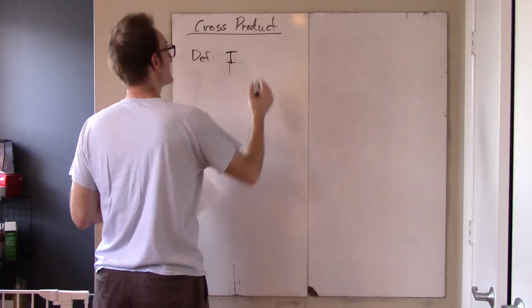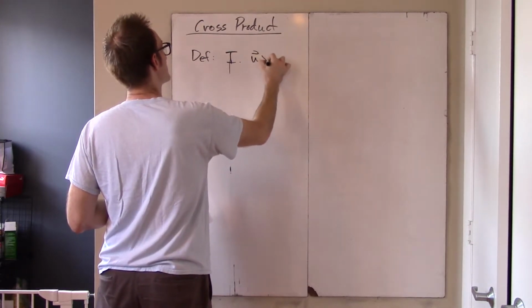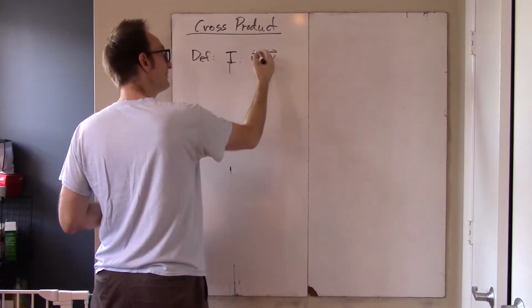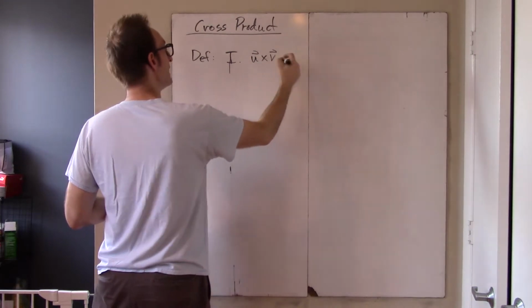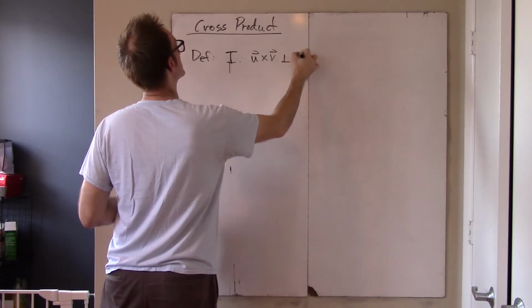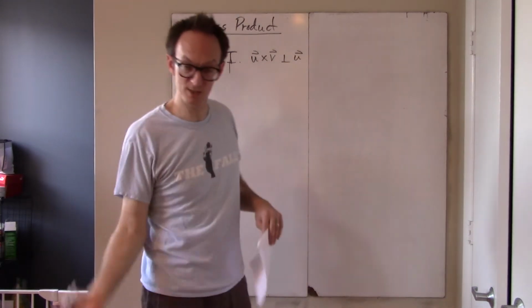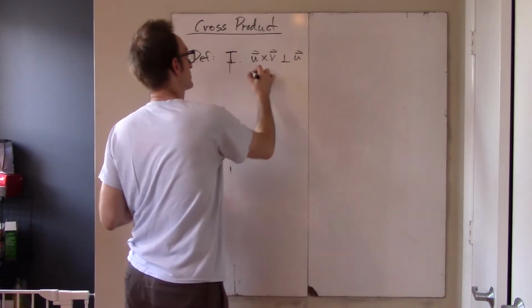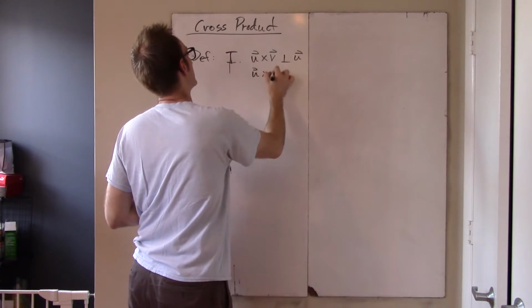One is that if you take the cross product, this is the notation, u cross v, of any vector, then it will be perpendicular to, or normal, people say when they're talking about vectors, it will be normal to or perpendicular to vector u and also to vector v.